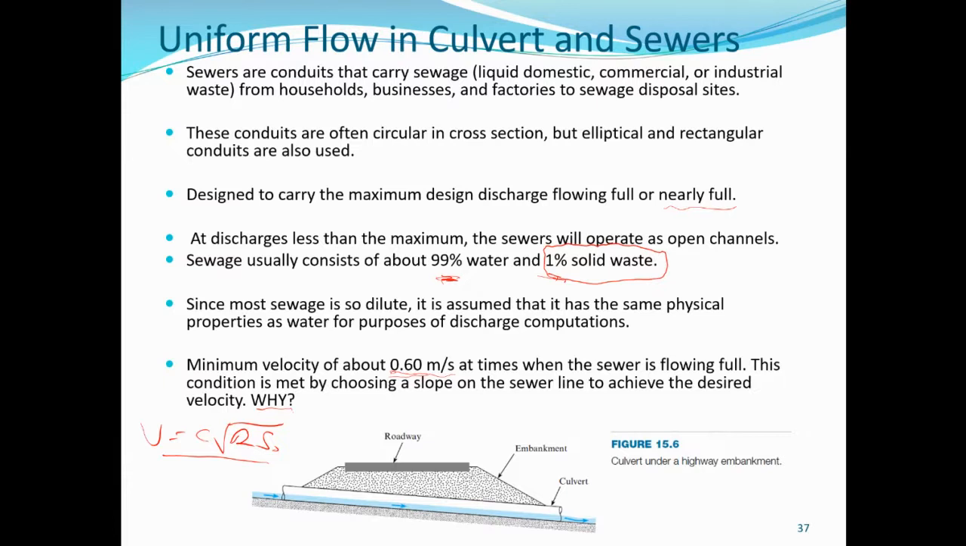And of course, a culvert is under a highway embankment, conveying water. When you have a roadway, this embankment, this is a roadway, and this is a culvert, transporting water from one end to the other.